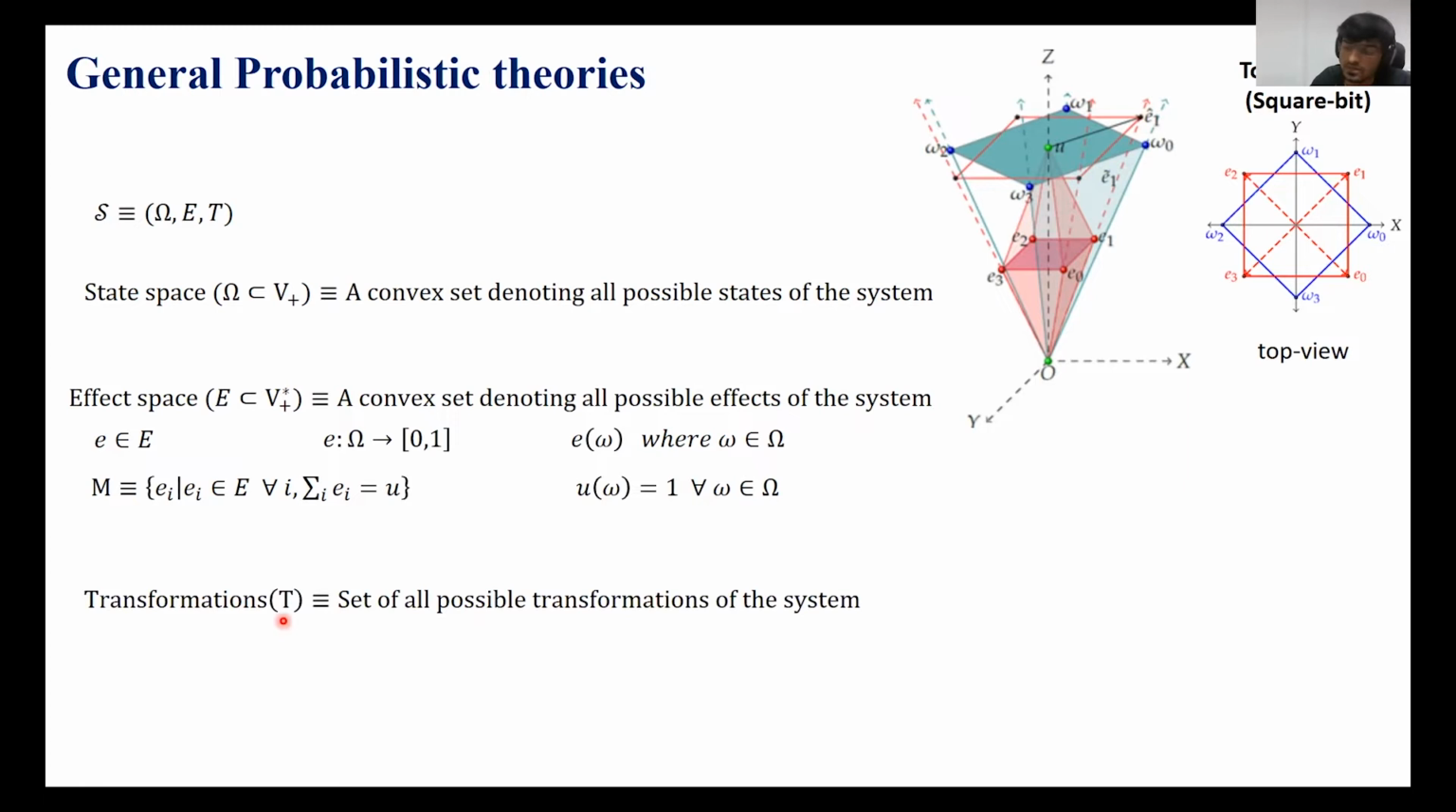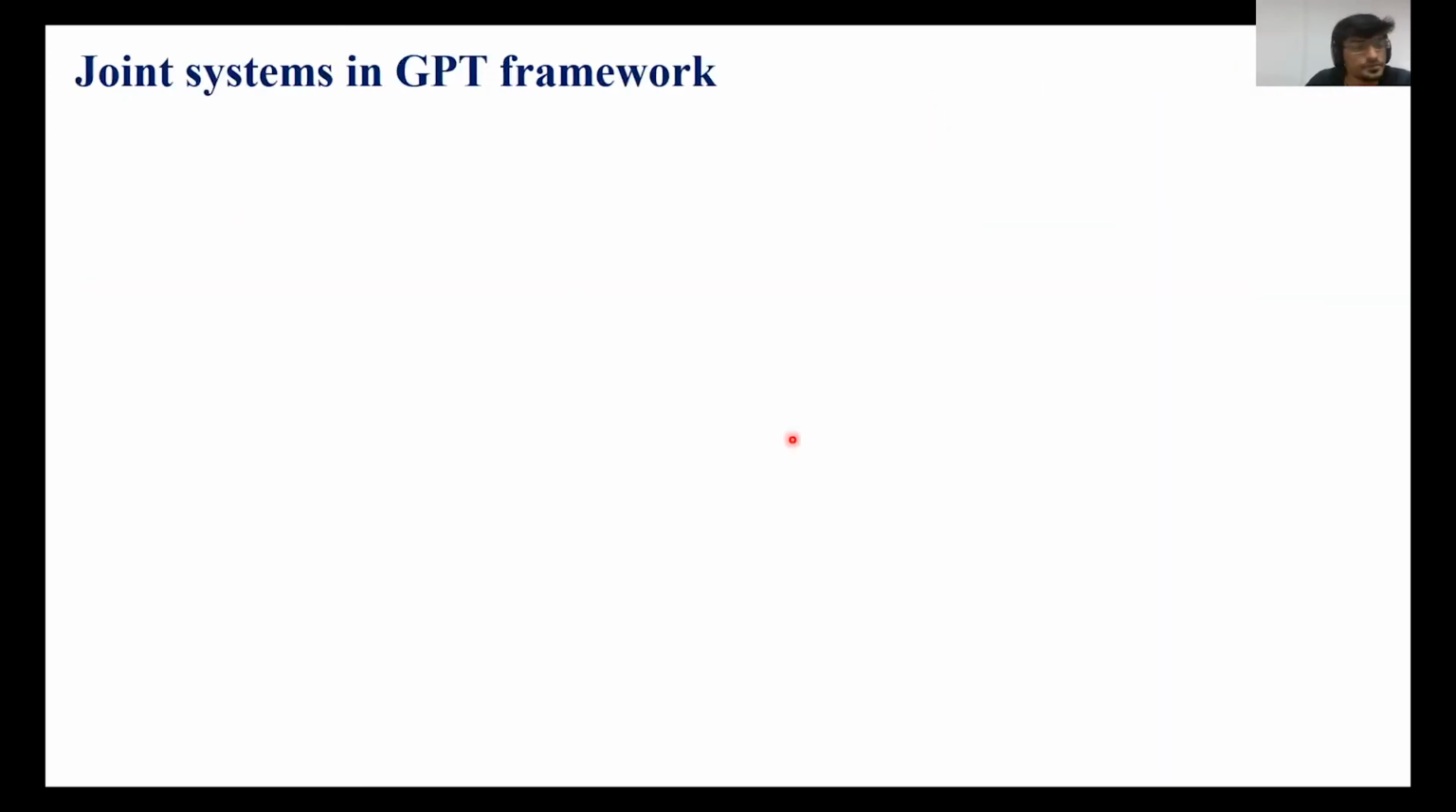And lastly, we have the transformations. Even our standard quantum mechanics can be thought of as a generalized probabilistic theory. For example, for the C^2 system, our state space is the Bloch sphere. Again, we can embed this in some R^n and talk about quantum mechanics in this GPT framework.